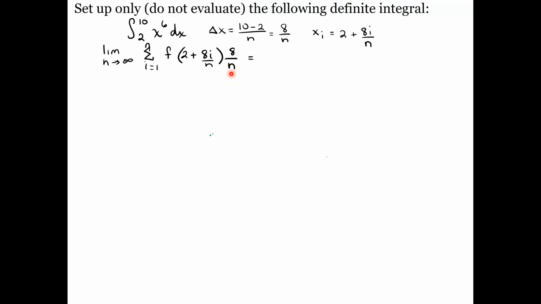Now, 8 over n is just a constant, so we can move that out in front and get that out of our way. And so now we need to plug 2 plus 8i over n into f of x. So f of x was x to the 6th. So if I put this in the place of x, I'm going to have (2 plus 8i over n) to the 6th.